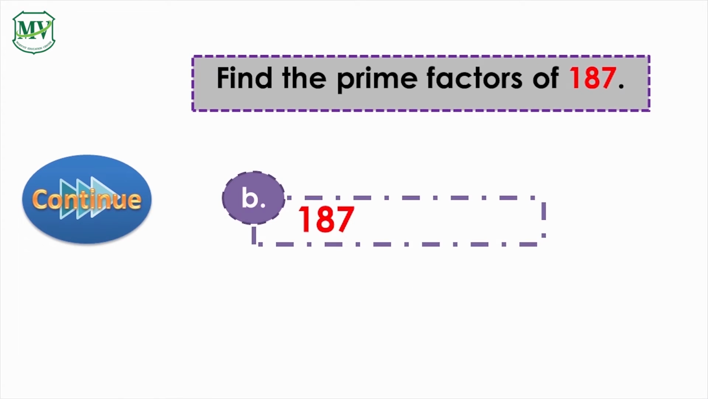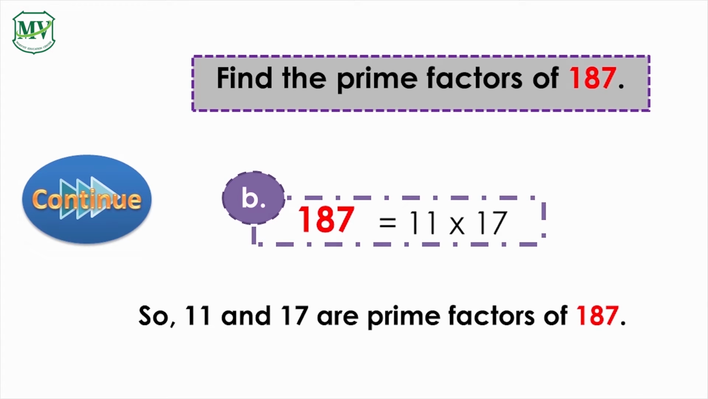Let's find the prime factors of 187. Let's enumerate first the factors of 187. Yes, you're right. It is 11 times 17. Are there any more factors of 187 you have in mind? There is only one set of factors of 187. It's 11 times 17. Among 11 and 17, which are prime numbers? You are clever! 11 and 17 are prime factors of 187. Did you get the correct answer? You are amazing!